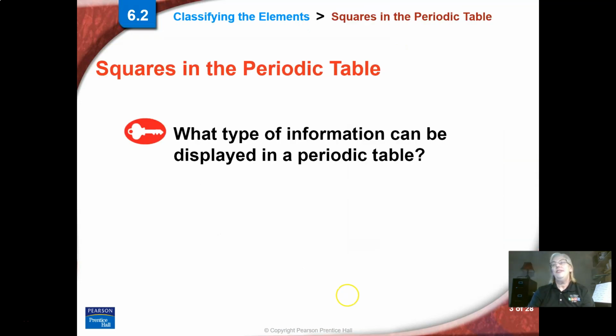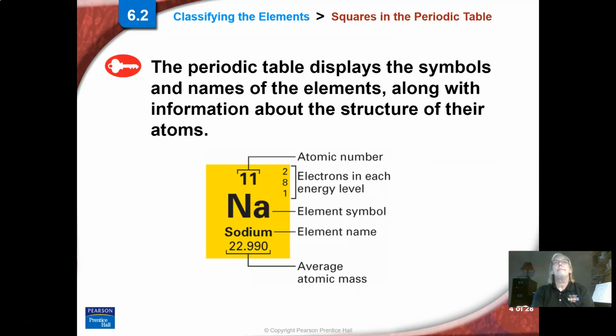So what can we find on the periodic table? These are all the things that can help you, and we use this all the time. So you never have to memorize this stuff. It's going to be on your periodic table. This is the atomic number, and that's the number of protons. Here's the electrons in each energy level. We have 2 in shell 1, 8 in shell 2, and 1 in shell 3.